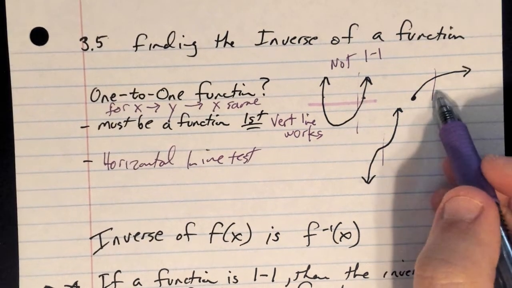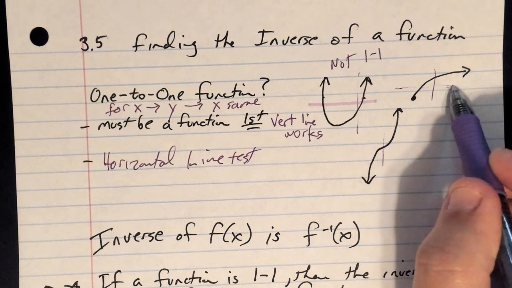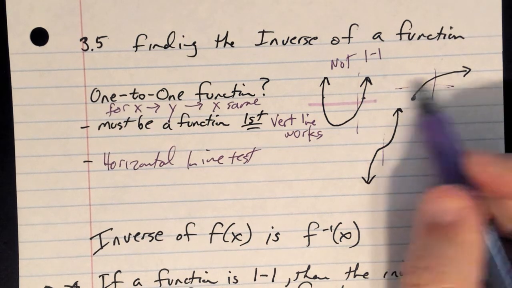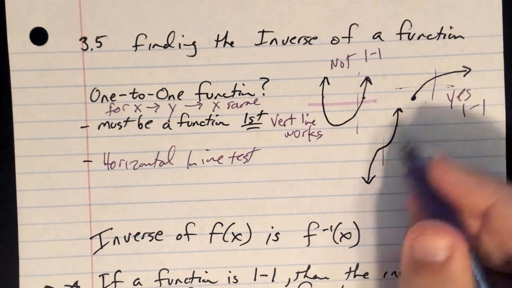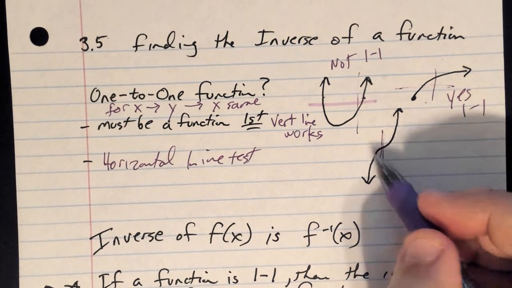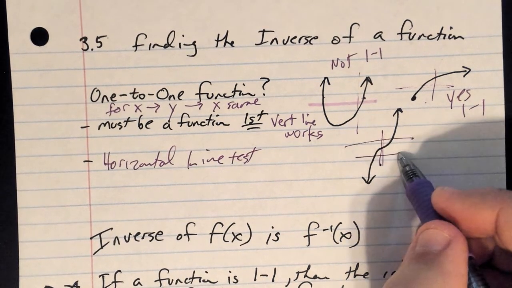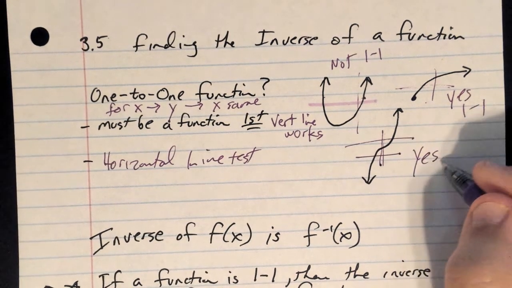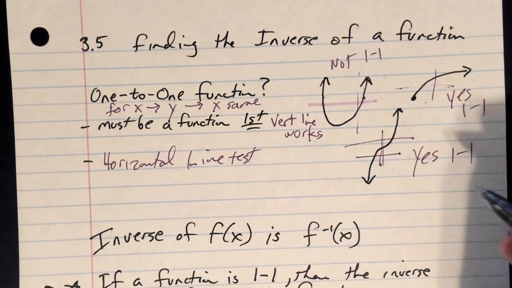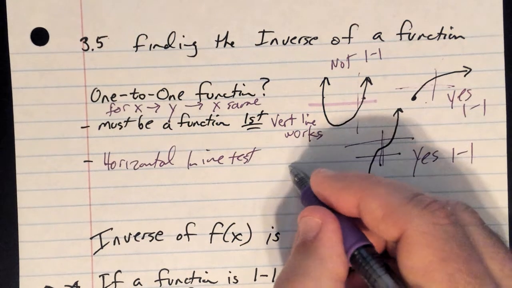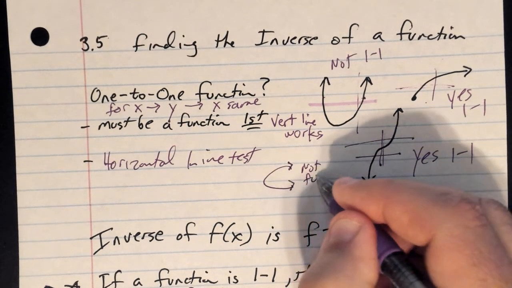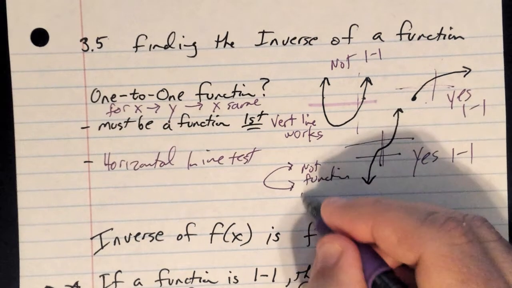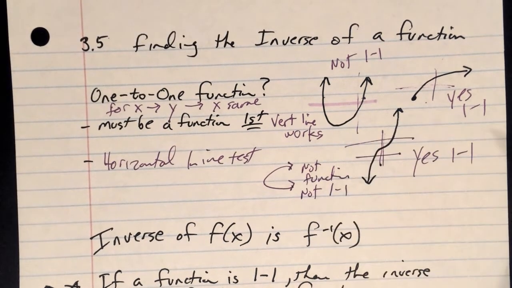Is this one one-to-one? Well, do a horizontal line and a vertical line test. Passes both of them. Yes, this is a one-to-one. That passes vertical line. Does it pass horizontal line? Yes. So this one also is one-to-one. If it's not a function, like this is not even a function, then it's not one-to-one. You don't even have to test it.